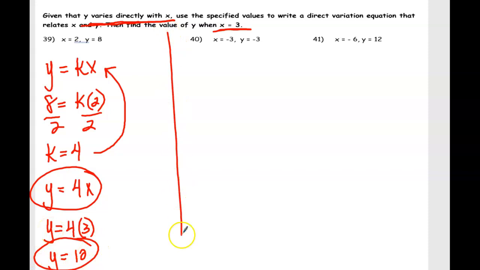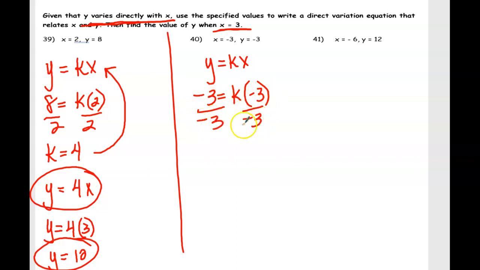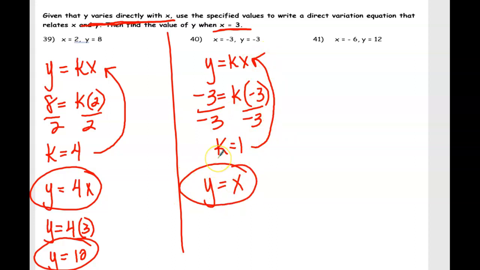Okay, so y varies directly with x. We know that y is equal to kx. Our y is -3, and then our x is also -3. We're going to divide both sides by -3 to solve for k. Our k is 1. We take that 1, we plug it back in. Y is equal to 1x, or just x. So there's the first part of our answer. Then we make our prediction. If x is 3, y is going to also be equal to 3. And there's our second answer.